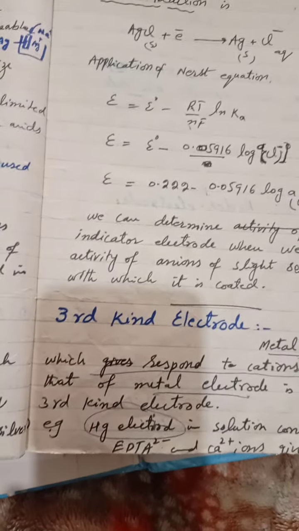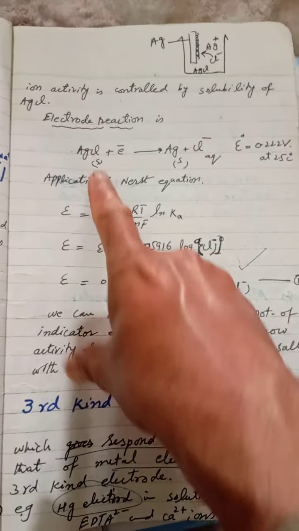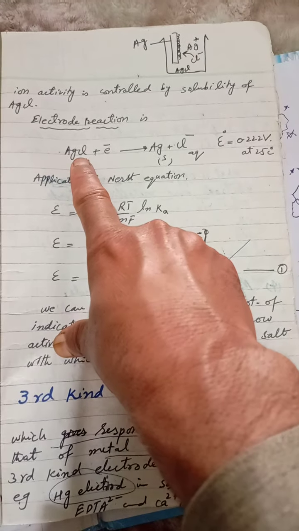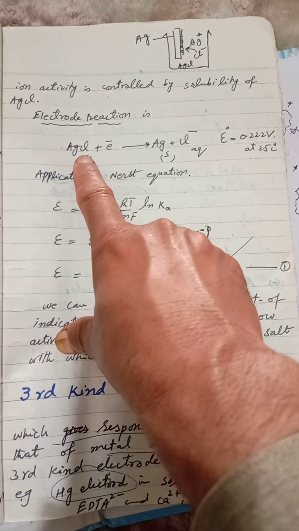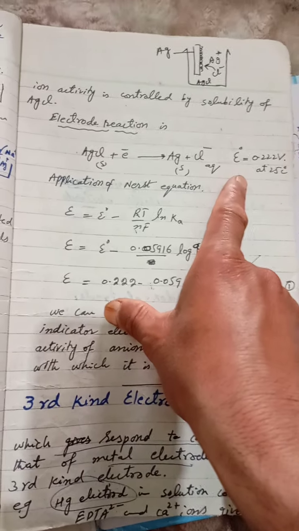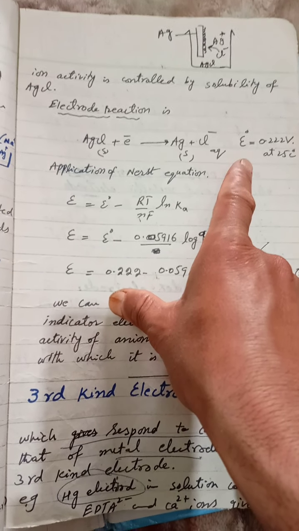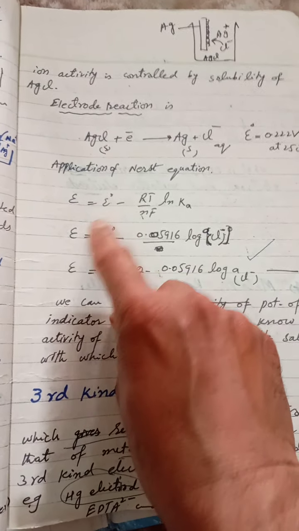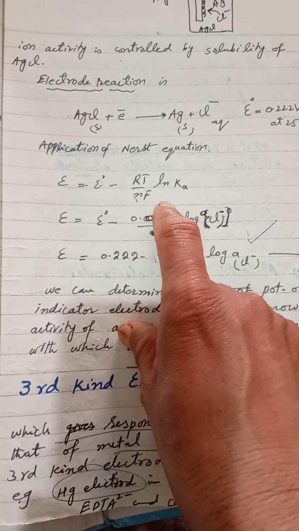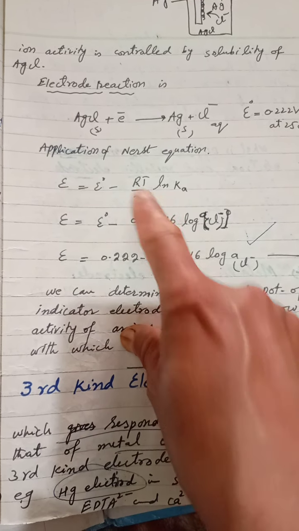Third kind electrode. This is the measurement of silver electrode again. This is the mathematical equation of the silver electrode. Silver wire is coated with AgCl: AgCl plus electrons gives Ag plus Cl negative ions. Electrode potential of silver is 0.222 volts at 25 degrees centigrade. From the Nernst equation, electrode potential is standard electrode potential minus RT over nF natural log of Kc.